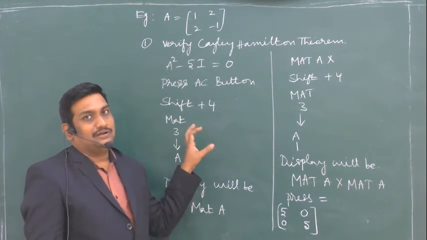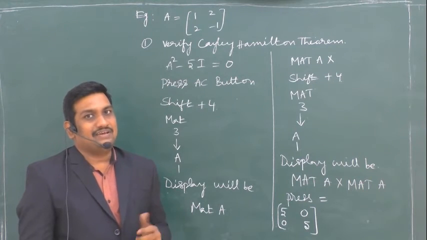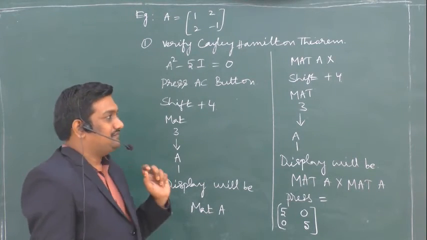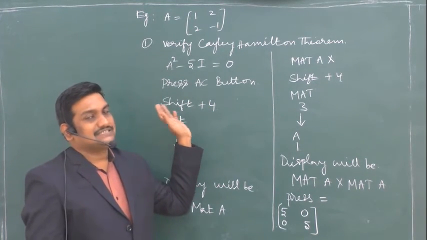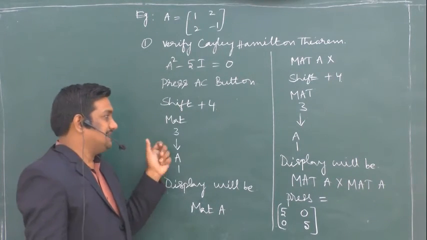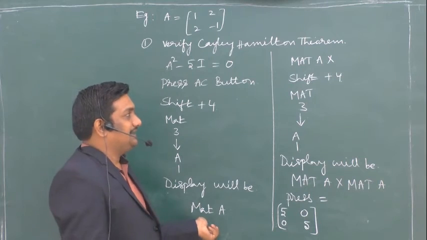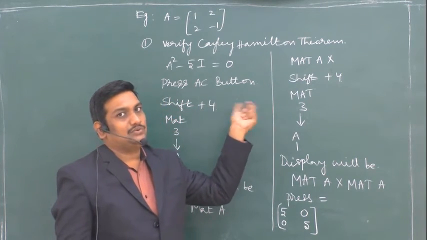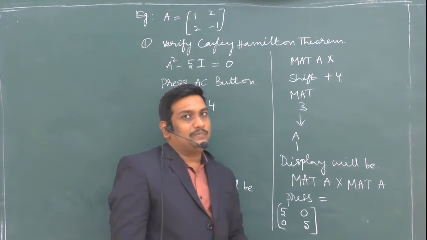Now we have entered all the elements of matrix A into the calculator. Now we need A square. A square in terms of the calculator is mat A into mat A. Press the AC button. Here A square means mat A into mat A. For that, select shift and 4, then select mat and select A. In the display you will have mat A, then you type the multiplication symbol, then again shift 4, mat A. Now the display will be mat A into mat A. Now press equals.